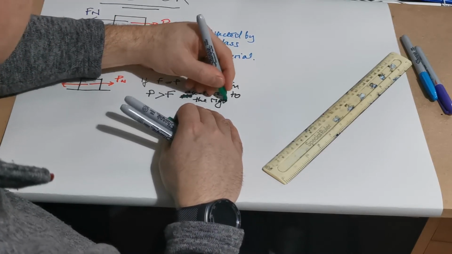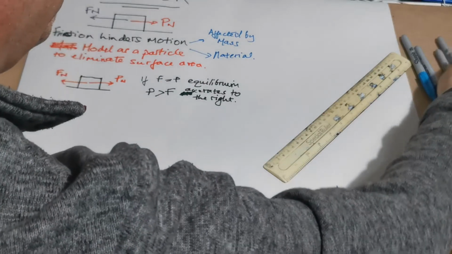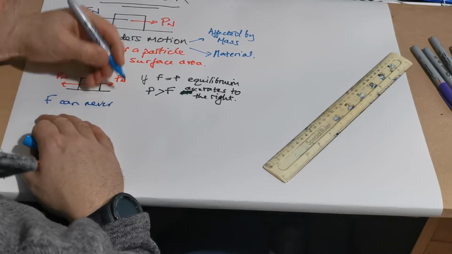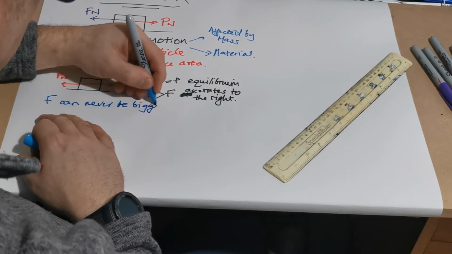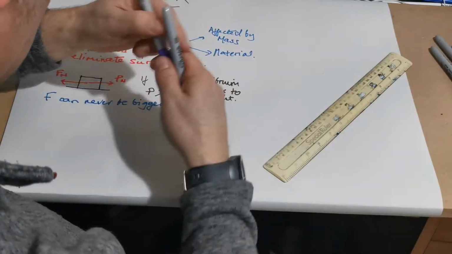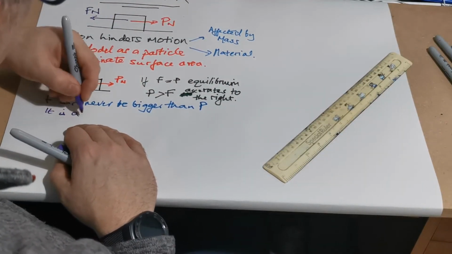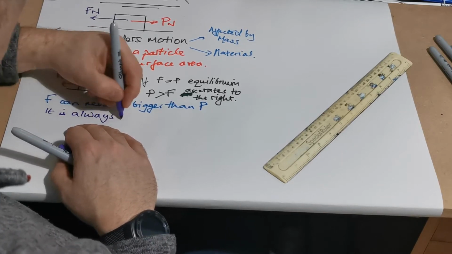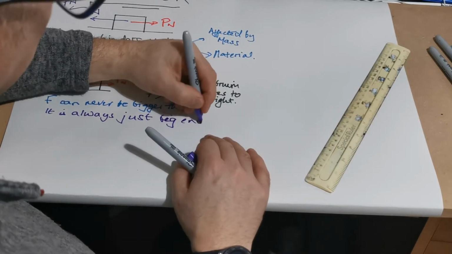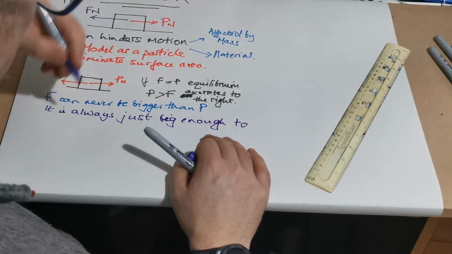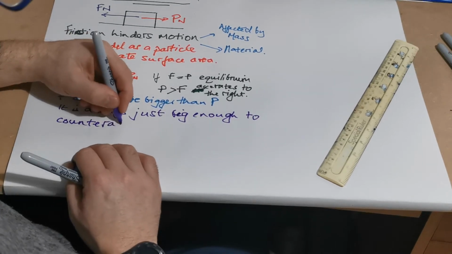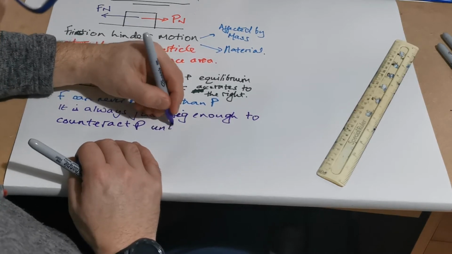Okay, but F can never be bigger than P. And actually it is always just big enough to counteract P, until it reaches a limit.